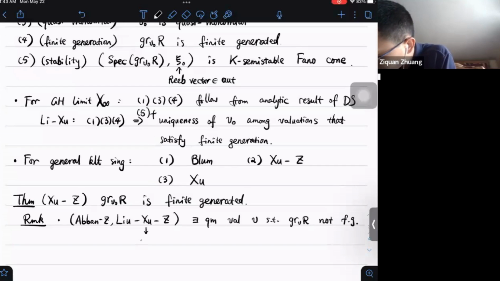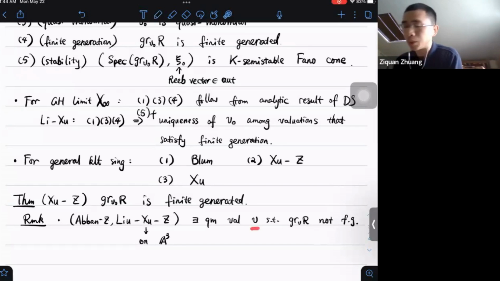And the second example is a valuation on the smooth variety C^3, the affine 3-space. And it's even worse than that. This valuation comes with weights along certain coordinates, but on some log resolution. So it's not monomial, but it becomes monomial on some log resolution. And it's worse in the sense that if you perturb the weights, then it becomes finitely generated, but if you don't perturb the weights, then it's not. For rational weights, it's finitely generated, and for irrational weights, it's not. So there are some very subtle phenomena.